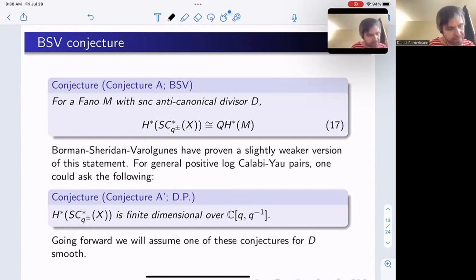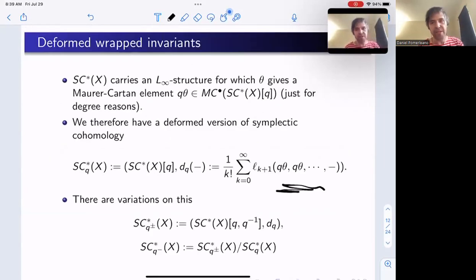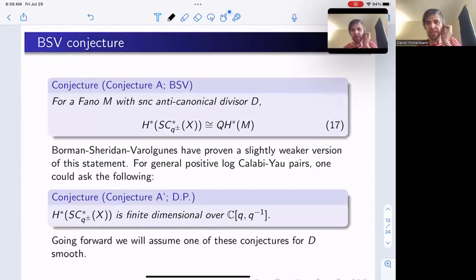And they've proven some version of it. This thing has a bit of a complicated history. Strom and Nick announced some program to do this several years back, and then Borman-Sheridan-Varolgunes carried out a very significant portion of it, basically the geometric aspect, but they haven't yet made the connection with L-infinities, the algebra. They proved that quantum homology is some sort of deformation of symplectic homology, but they don't make the connection to L-infinity structures. There's some chain complex, a deformation that computes quantum homology, but they haven't brought in the L-infinity structures, but that's fine.